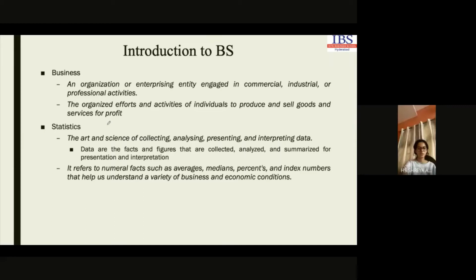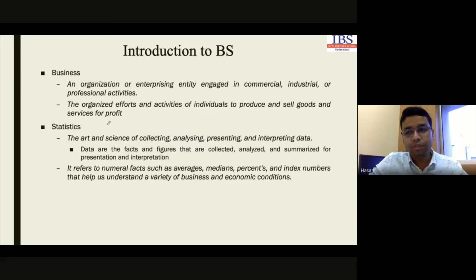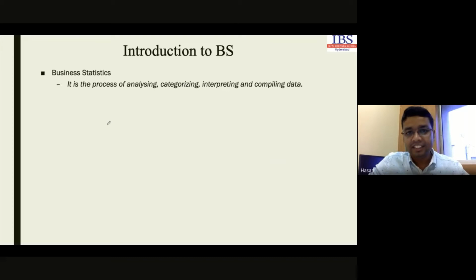Now, if we combine these two, we get the very basic definition of business statistics, which we can define as the statistical process of analyzing, collecting, interpreting the business information. You can define business statistics as the process of analyzing, categorizing, interpreting and compiling data. Look here, on each and every point, the word data comes repeatedly. So we have to clearly understand what data is. Data is any information, any facts and figures related to business or related to anywhere. This is data. I hope I'm clear to you, right?